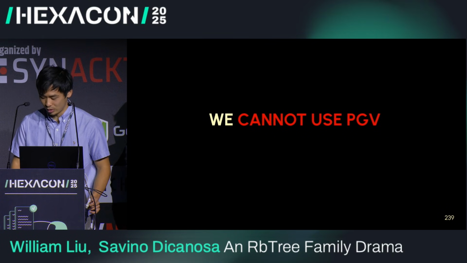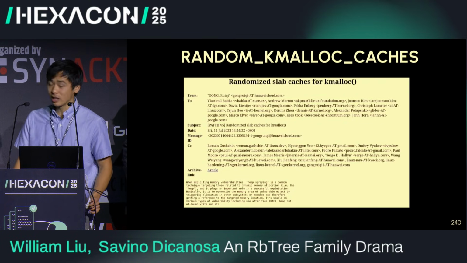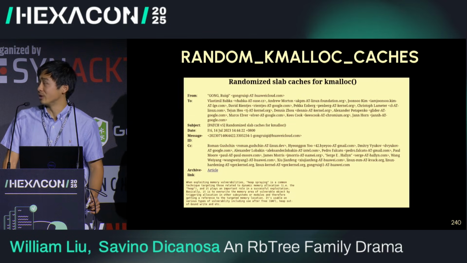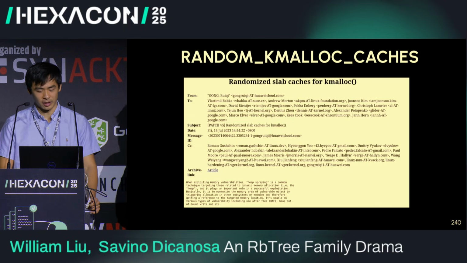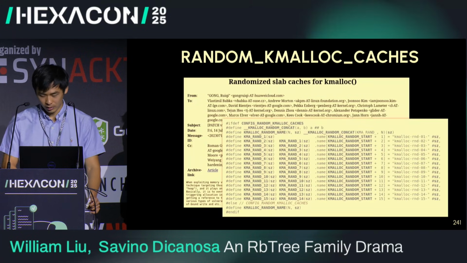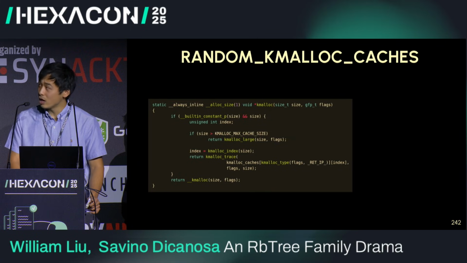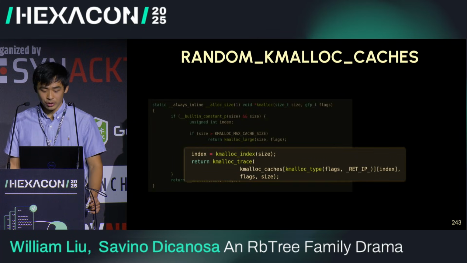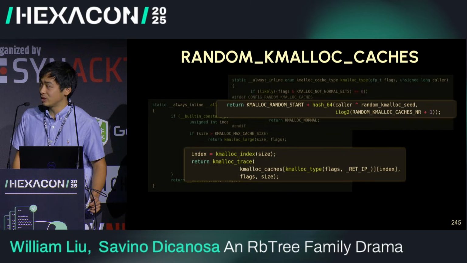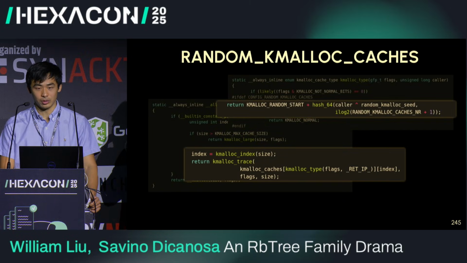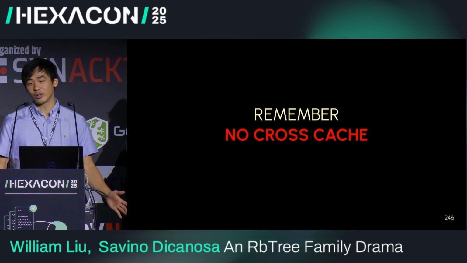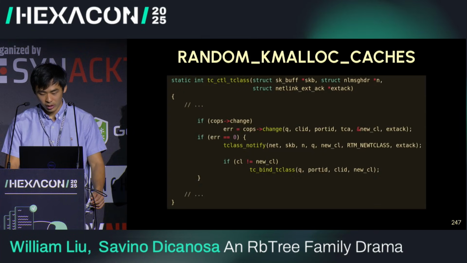We can't use PGV anymore. The last mitigation I want to talk about is random kmalloc caches. Huawei actually upstreamed this to the Linux kernel starting around 6.6, I think. Basically, each slab has 16 random copies of itself. When you call kmalloc now, they take the return address, remember, kmalloc is inlined in this case, and use a per-boot random seed to determine which of the random slabs it lands into. Normally, you could bypass this with cross-cache, but remember, SLAB_VIRTUAL prevents us from doing cross-cache.